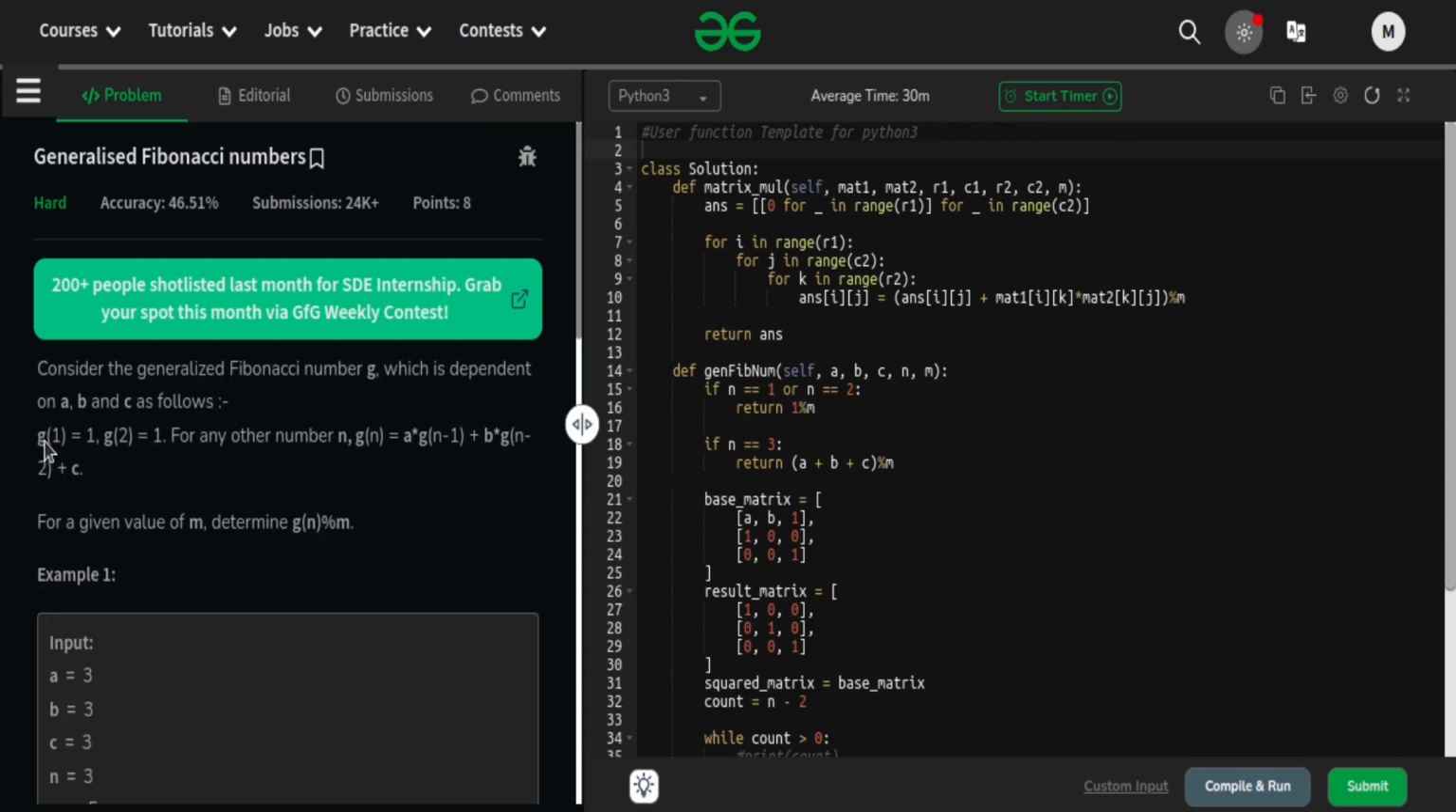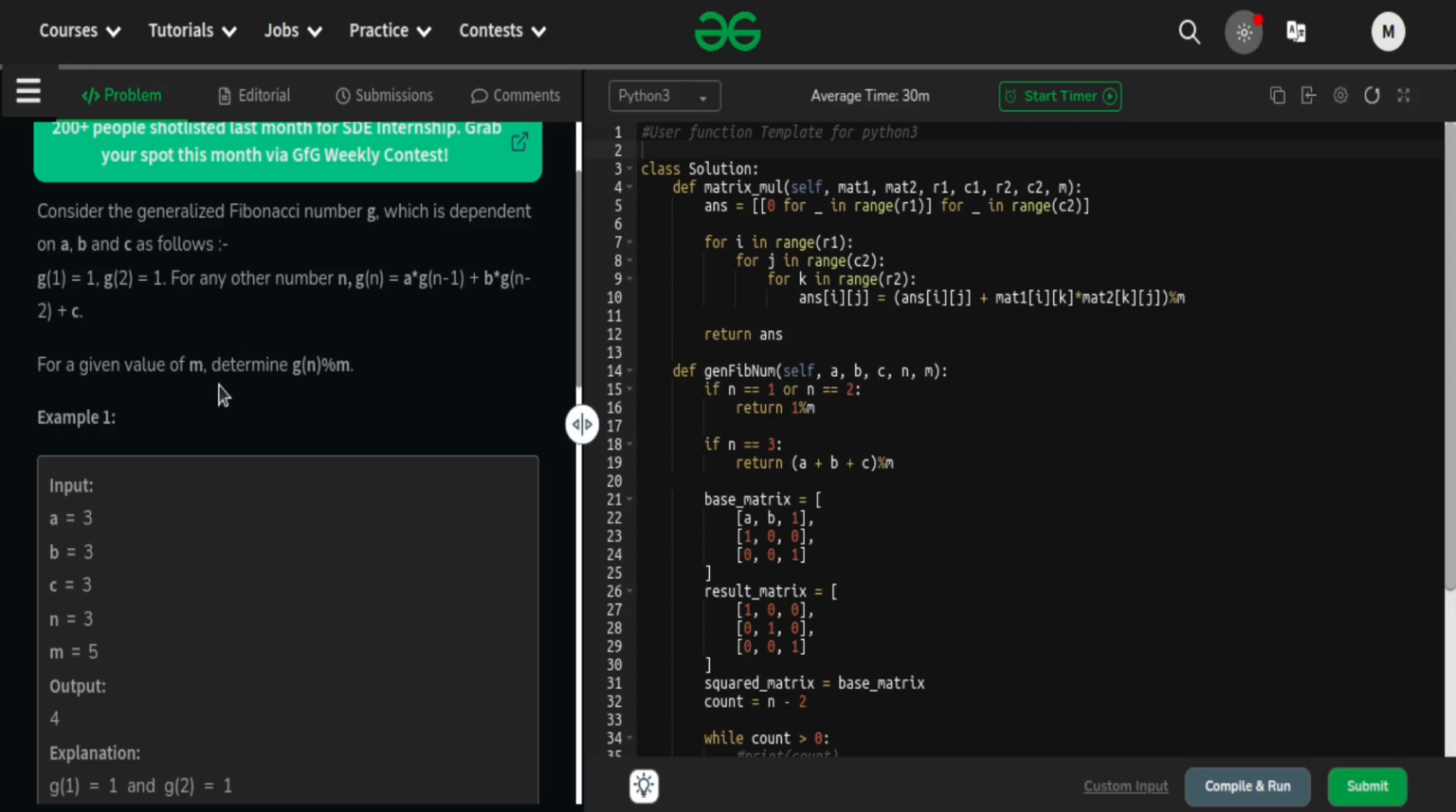where g1 and g2 are equal to 1 and the other number gn is given by this expression, where gn is equal to a times g(n-1) plus b times g(n-2) plus c. So given these constraints, we have to determine gn mod m for a given n.